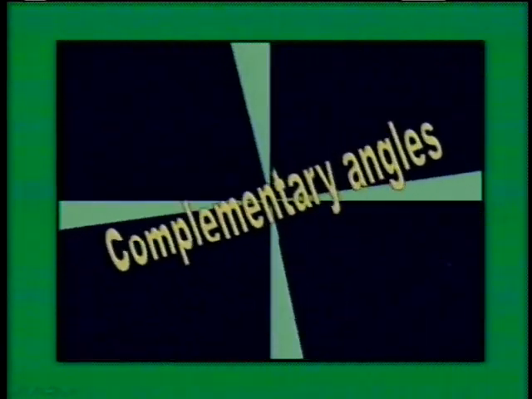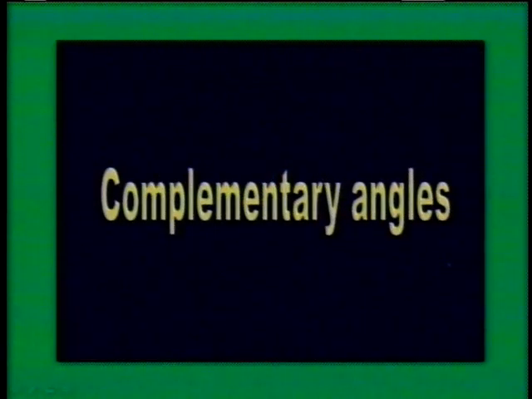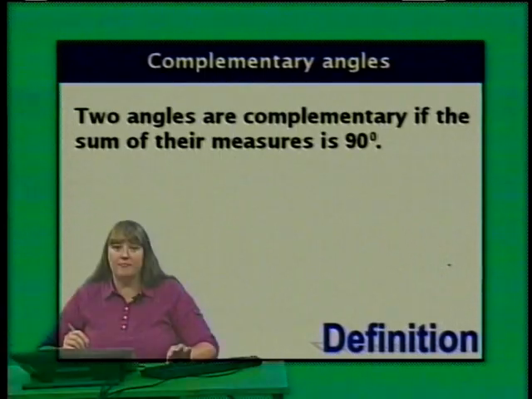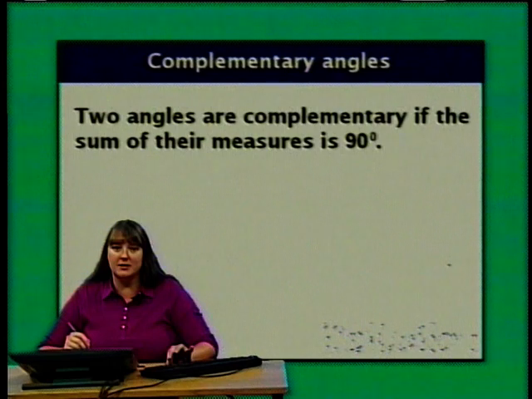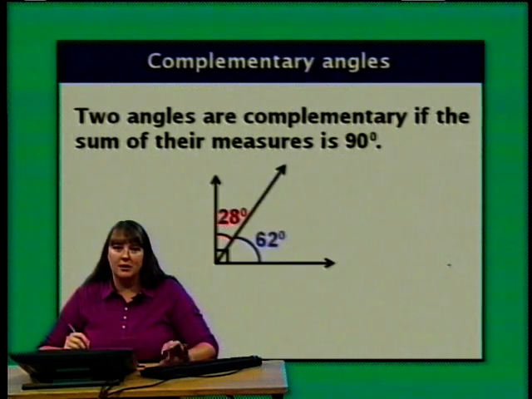Now I want to look at something we call complementary angles. So let's start with the definition. Two angles are complementary if the sum of their measures is 90 degrees. So if we had a 62-degree angle and a 28-degree angle, since 62 plus 28 is 90, these two angles are complementary angles.